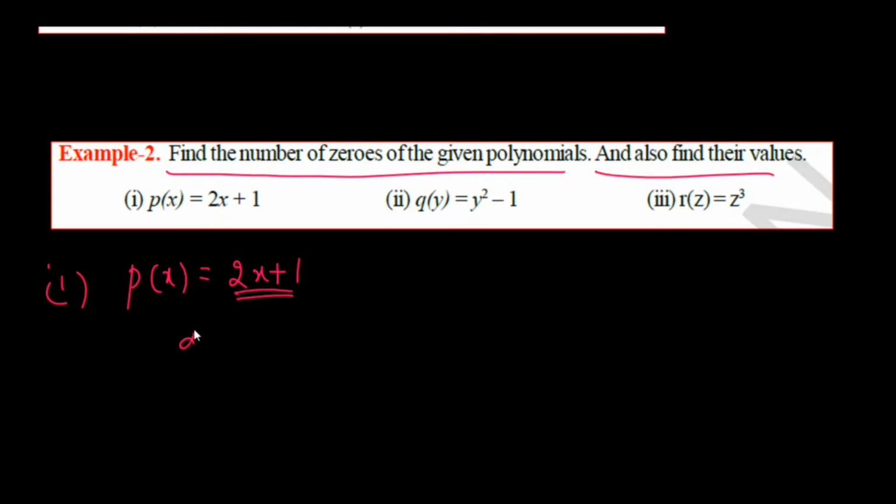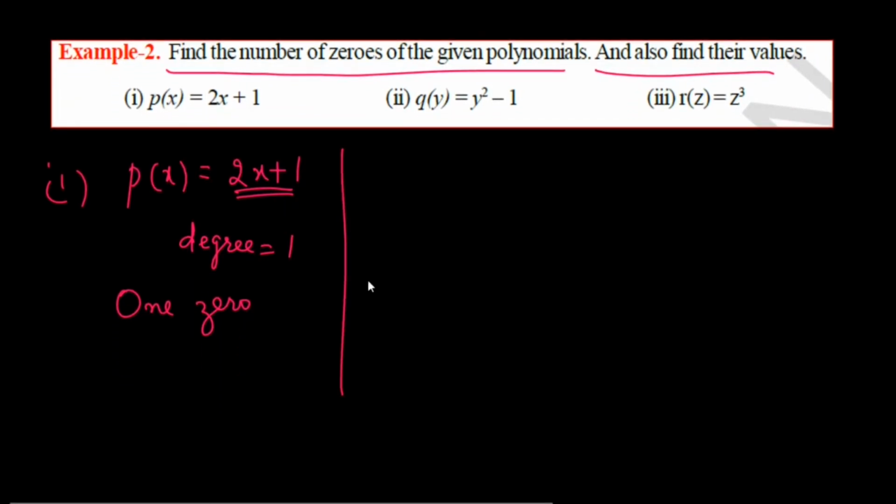Here the degree is 1. Degree is equal to 1. So this has only 1 zero. It is a linear polynomial. The degree is 1. So a linear polynomial has only 1 zero.